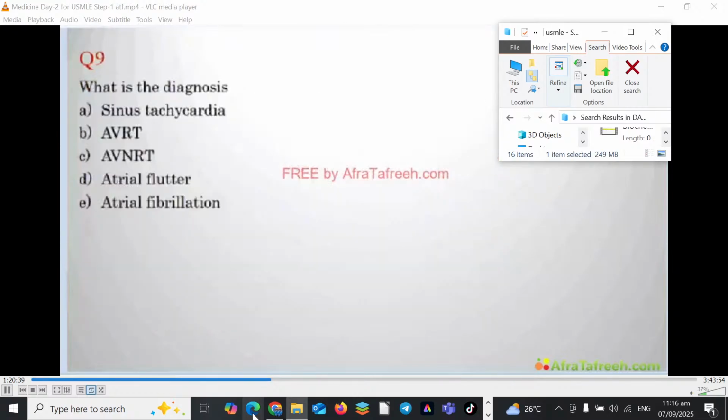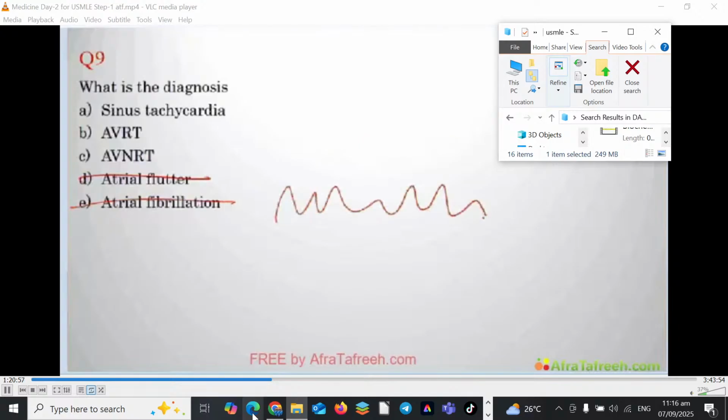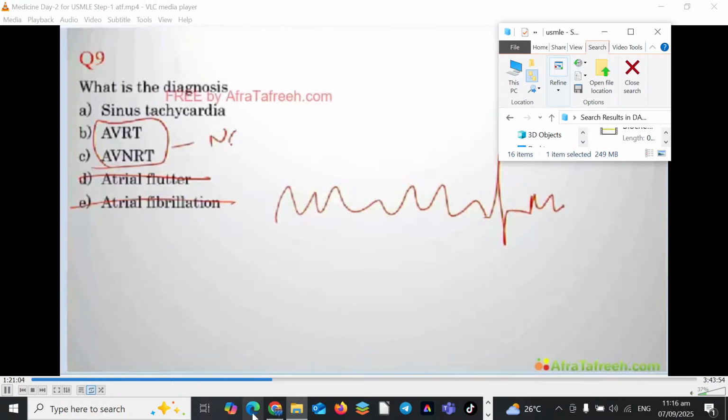So the question is simple. What is the diagnosis? Atrial flutter, we discussed it yesterday. 2:3 block, 3:4 block, and all of those things. This is not flutter. It is not fibrillation, because we know fibrillation will have multiple P waves at multiple places, and then it will have the QRS and then multiple P waves. AVRT, AVNRT, no P waves. So your answer is sinus tachycardia.